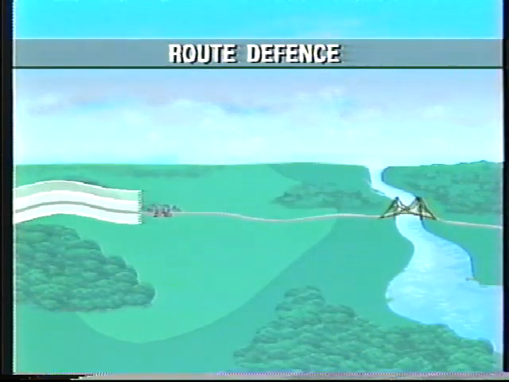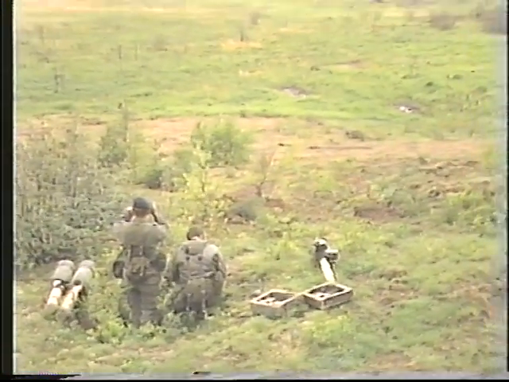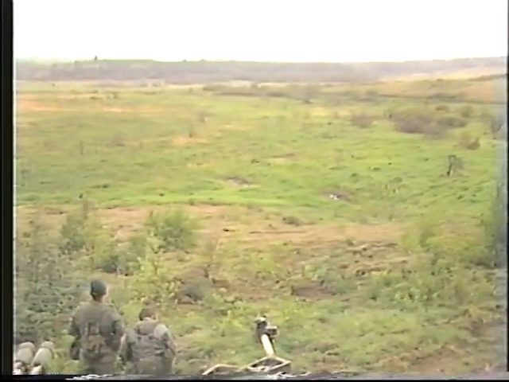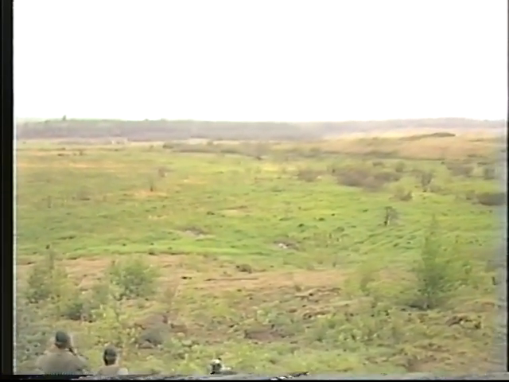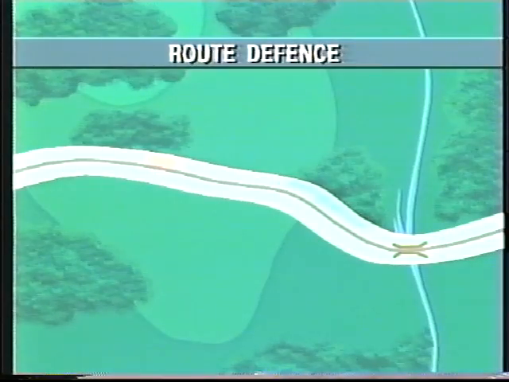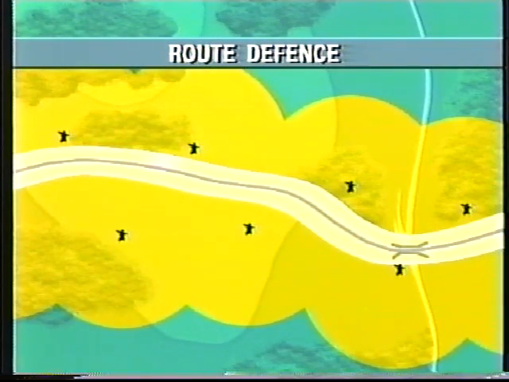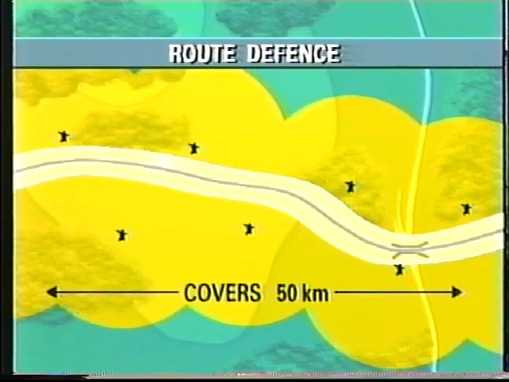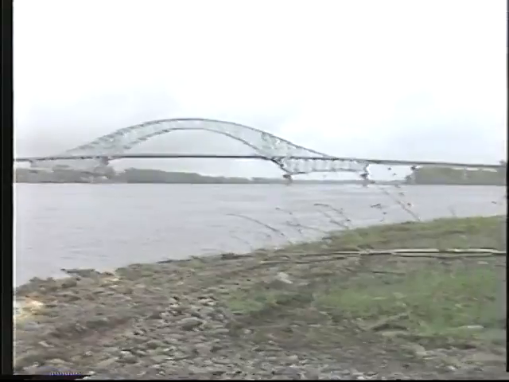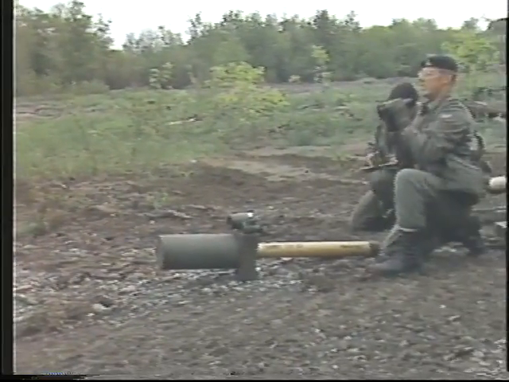Route defense is designed to provide coverage along a designated route or axis of advance. Its effectiveness is dependent on the length of the route, adjacent terrain, and the number and types of available air defense weapons. A route defense task would likely involve a battery's worth of fire units deployed to the left and right of a 50-kilometer stretch of the road and offset from it. Certain critical bridge or defile locations would likely be weighted to prevent their being blocked or destroyed.